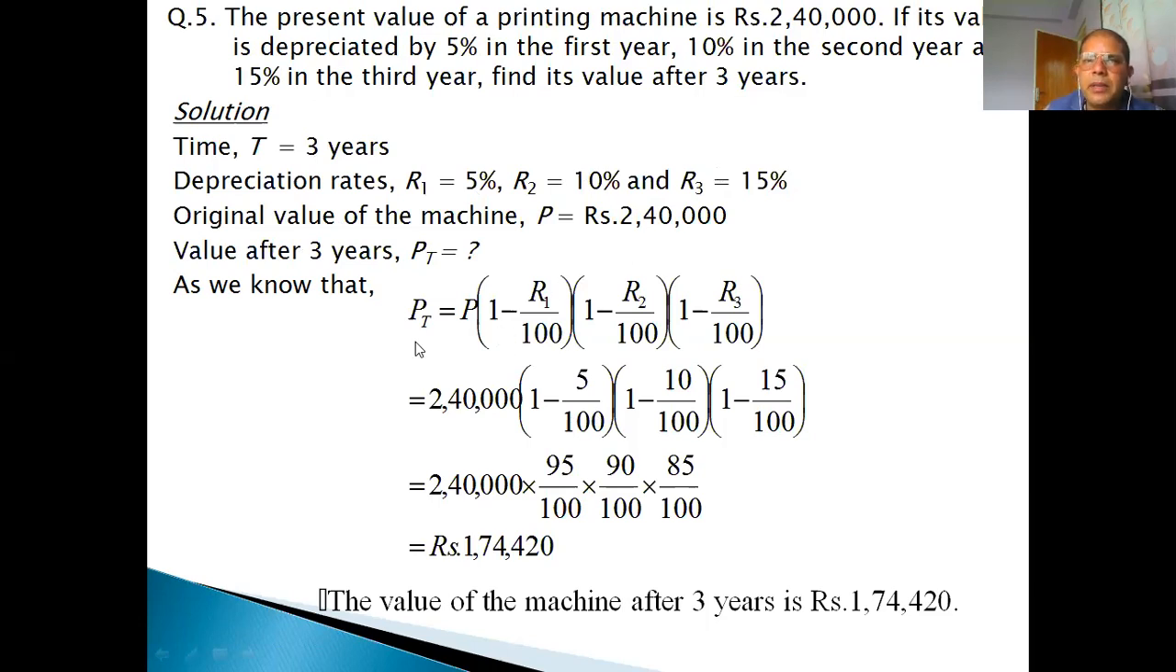Use the formula PT is equal to P times (1 minus R1 by 100), (1 minus R2 by 100), (1 minus R3 by 100), and substitute R1, R2, R3 as 5, 10, 15. Then you will get 1,74,420. It is your new or final price. So these are your examples.